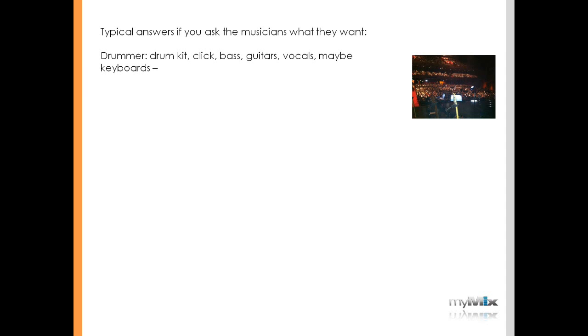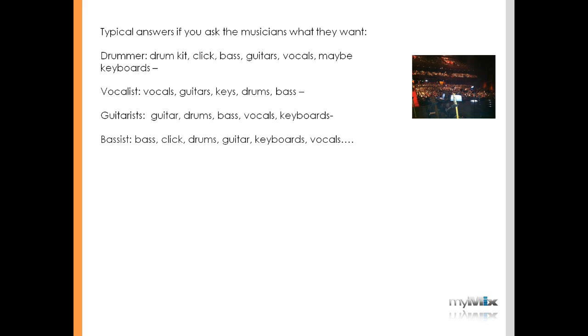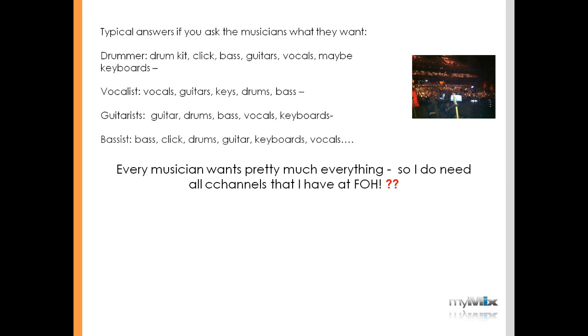So, now let's ask the musicians what channels they like to listen to. The drummer will want, of course, a drum kit, maybe a click, bass, guitars, vocals, and maybe some keyboards. Vocalists, of course, the vocals, some guitars, keys, drums, bass. The guitarist, of course, the guitar, drums, bass, vocals, and keyboards. And the bass player, similar as the drummer, with click, guitar, keyboards, and so on. So pretty much every musician wants everything.